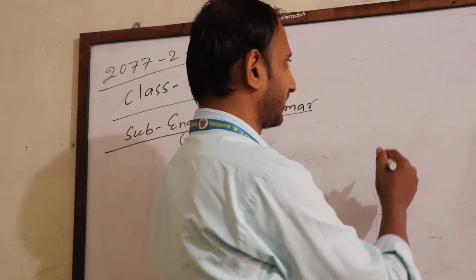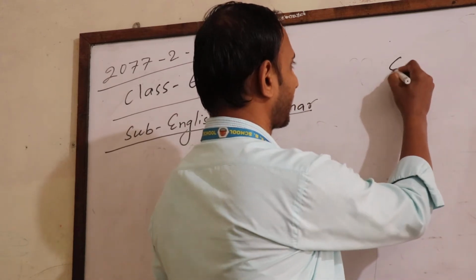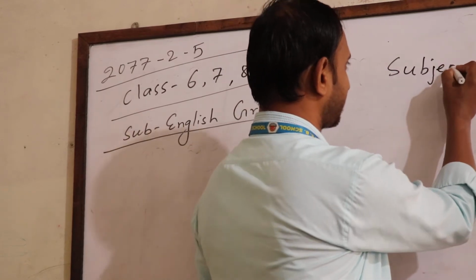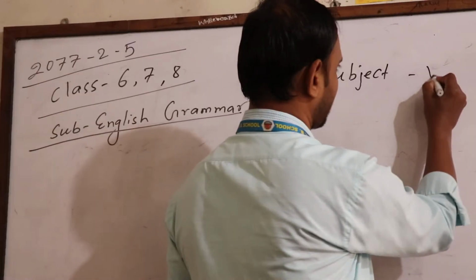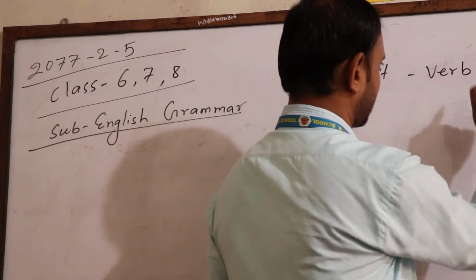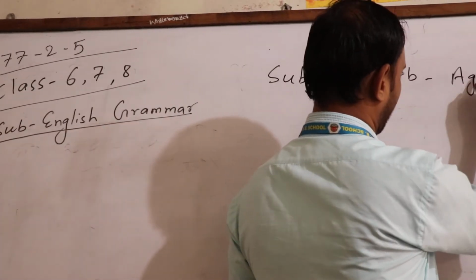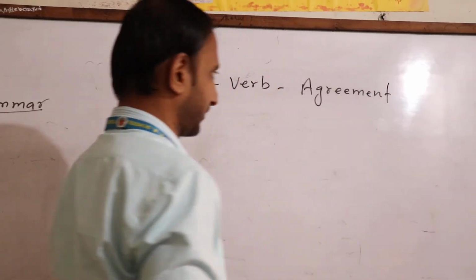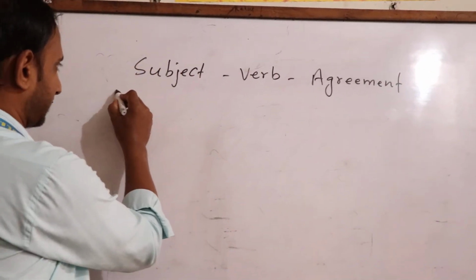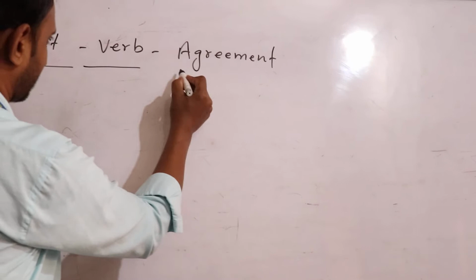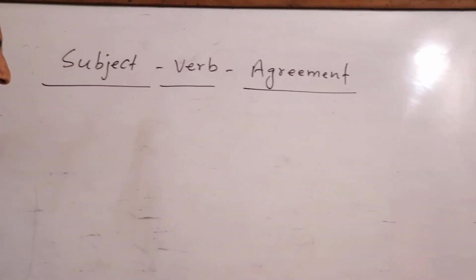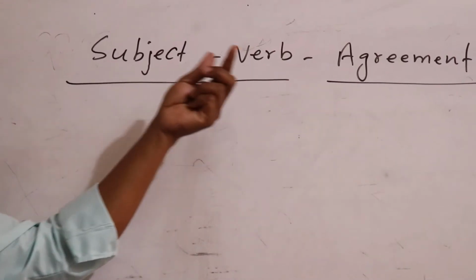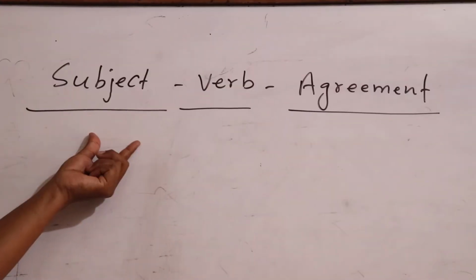Today I am going to start a new topic, that is subject, verb and agreement. This is one of the items of grammar. So today we will be reading subject, verb, agreement. This is the topic for today: subject, verb and agreement. This is the topic of our today's class.